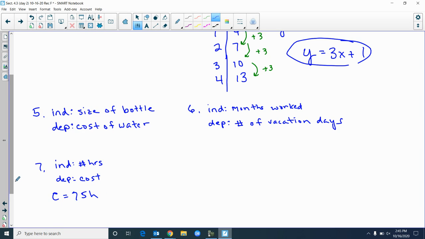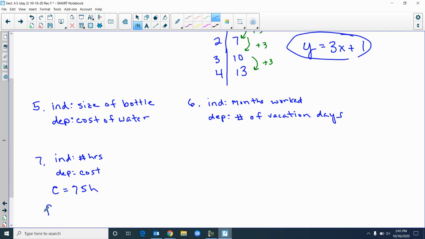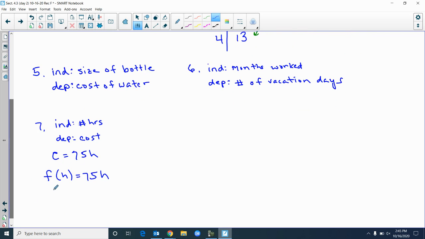Well, that's not function notation. Here's what you're going to do. If I'm going to use h as my variable, I have to write f of h equals 75h. If you use x as your variable, you let f of x equals 75x. Do not just put c equals.